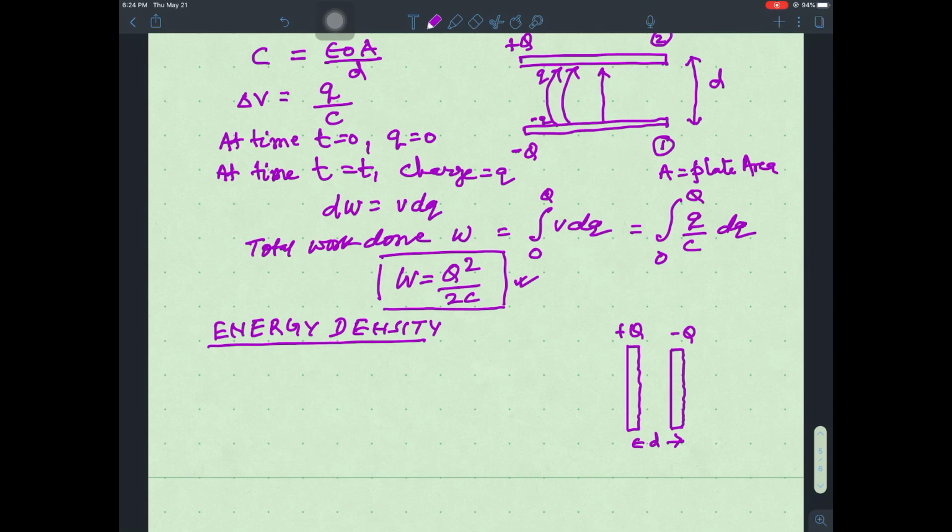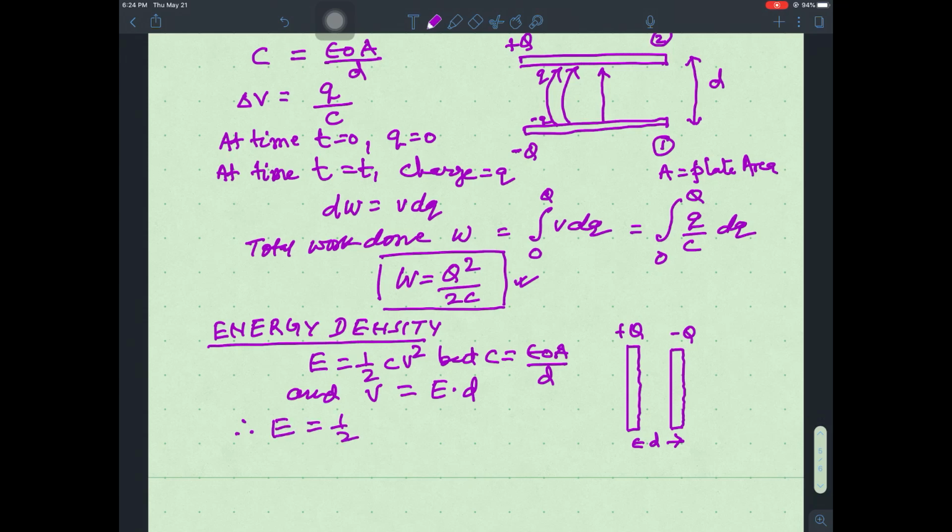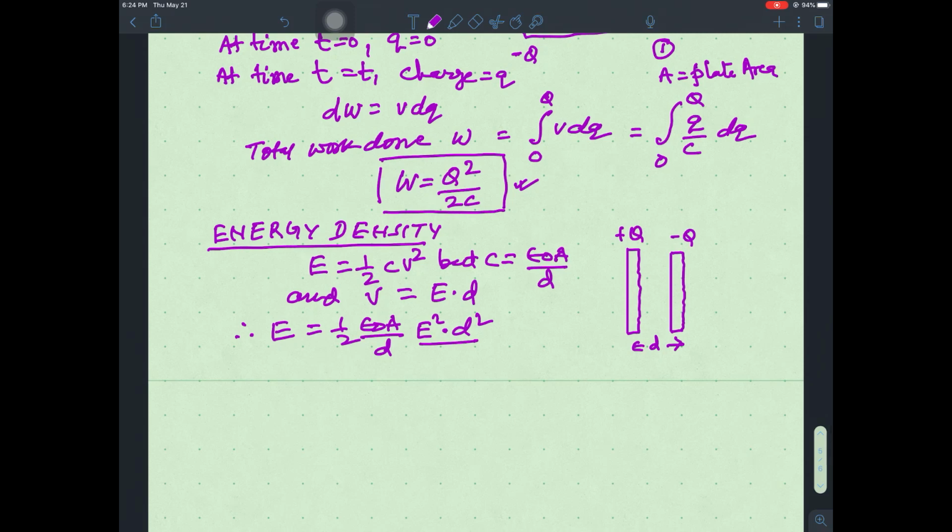Just now we have seen that energy U is equal to 1 by 2 CV square, but C is equal to epsilon naught A by d, and potential difference V is equal to E into d. Therefore U is equal to 1 by 2 epsilon naught A by d, putting the value of C, into E square d square. This is the value of V.